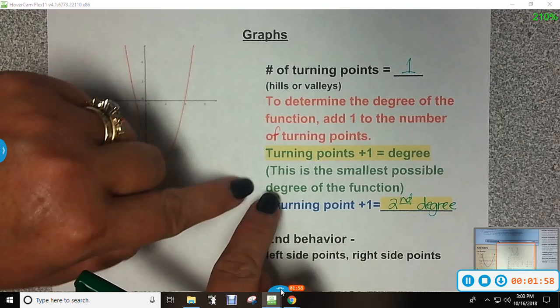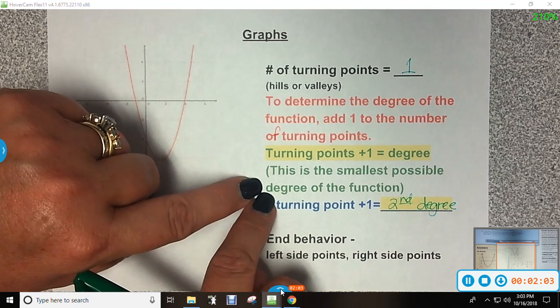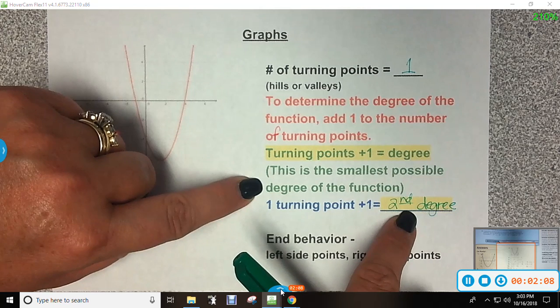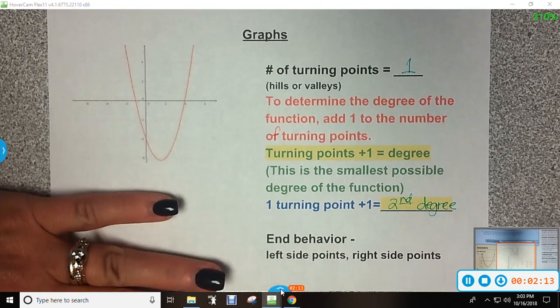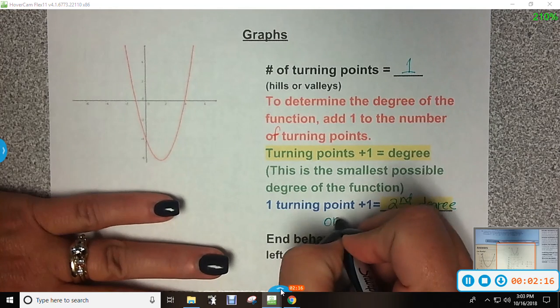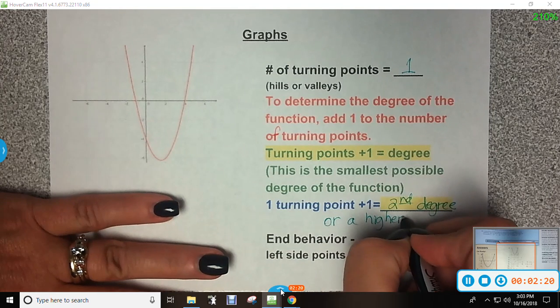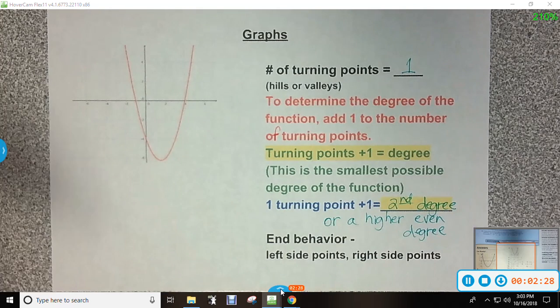Now, this part in parentheses here, it will make sense after a few more examples, but I'm going to go ahead and tell you about it here. It says that this is the smallest possible degree of the function. Well, 2 is an even number, so it might be a second degree or a higher or bigger even degree. So while yes, that looks like it is a second degree, it might be a fourth degree, it might be a sixth degree.